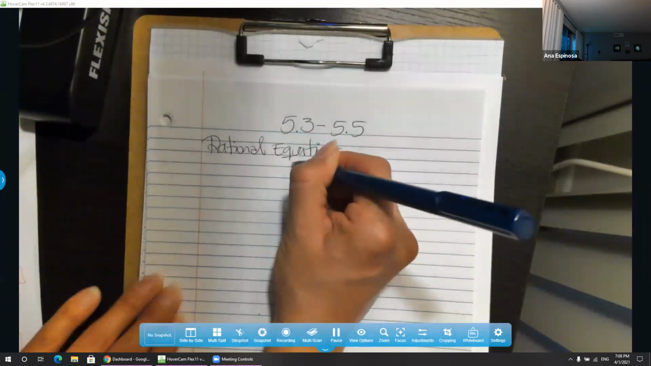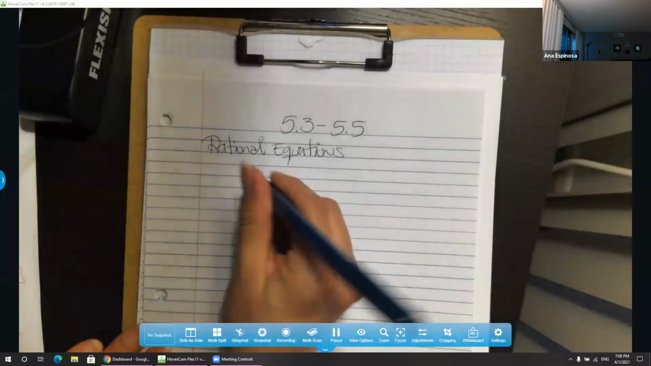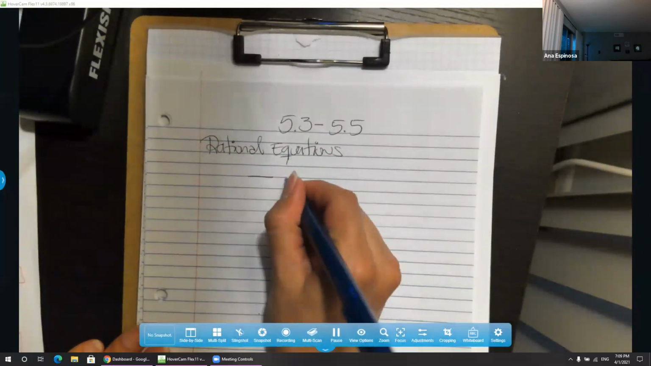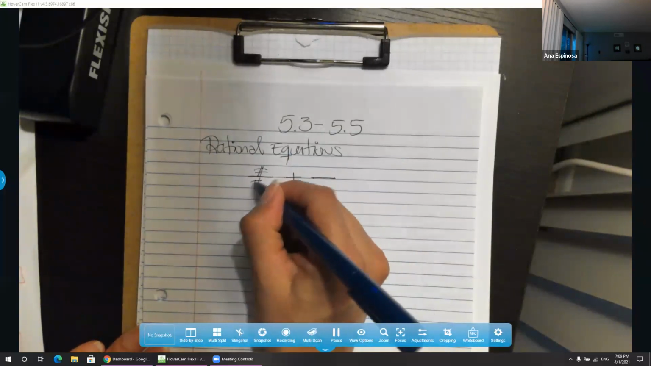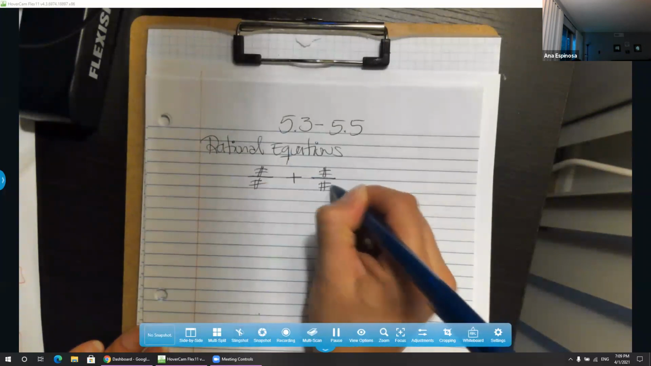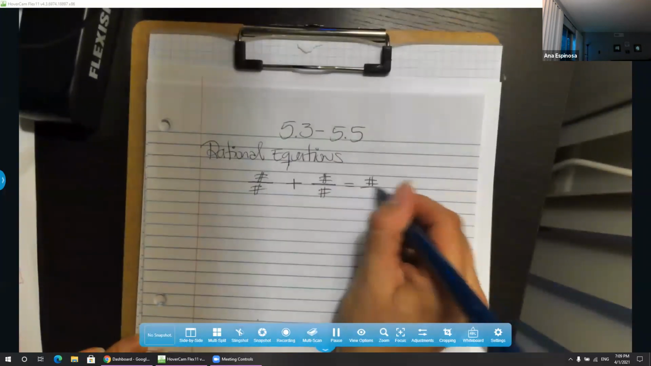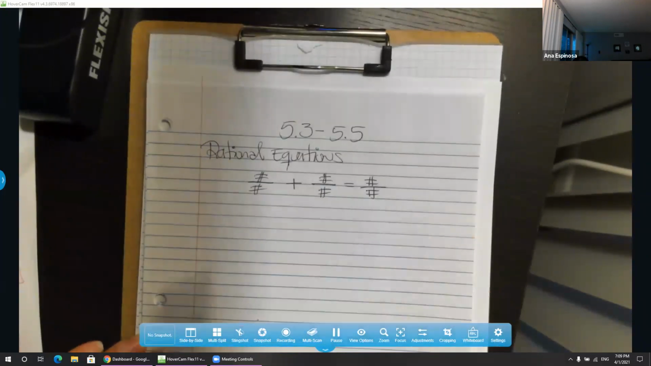Now, I had already explained in 5.1 and 5.2 the graphing. Now we're just going to be doing the solving. So you're going to be solving rational equations. That means you're going to be having fractions, like adding or subtracting. Normally, these would be fractions that have numbers. However, you're dealing with polynomials, so you're going to be having different polynomials in different places.